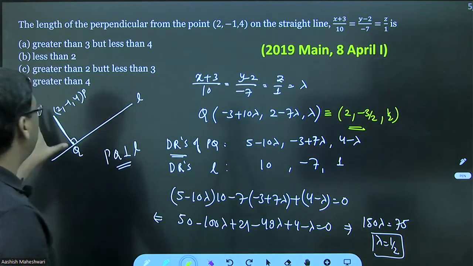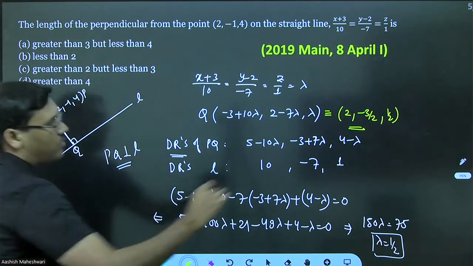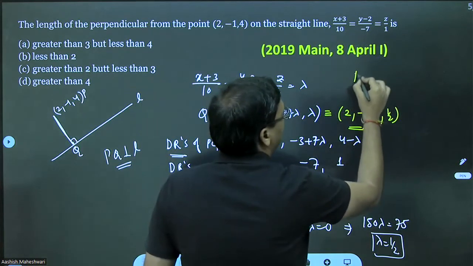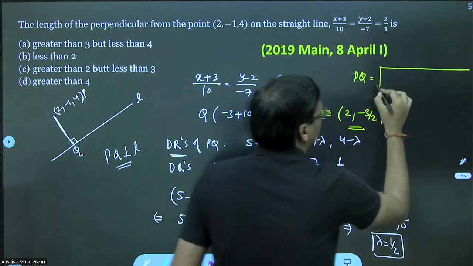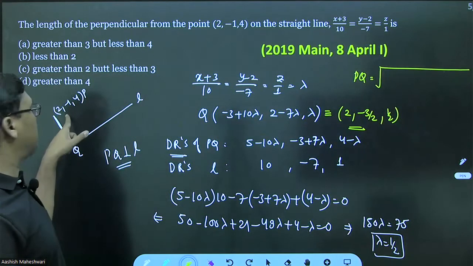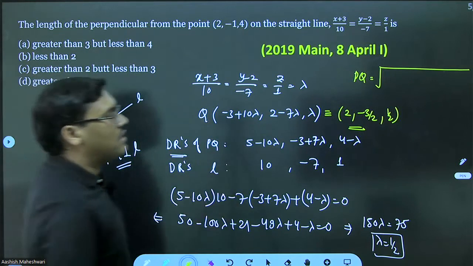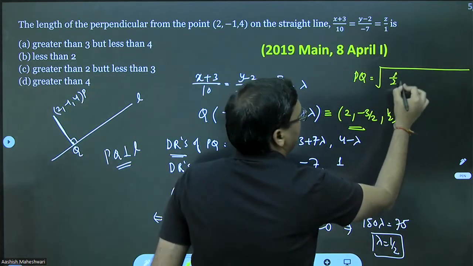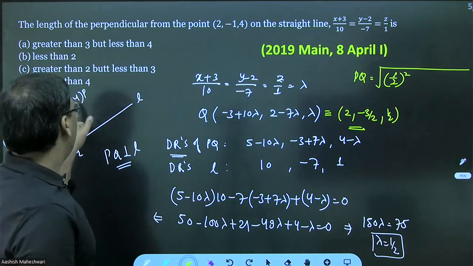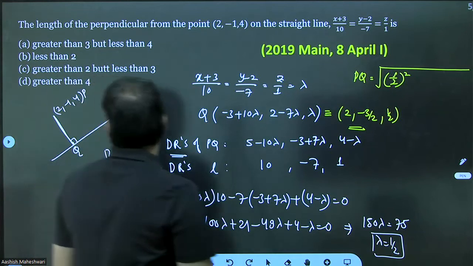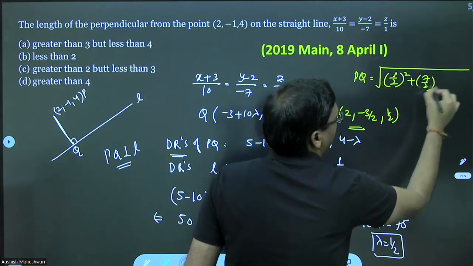Now, what is the distance PQ? Apply the distance formula. I'm writing distance PQ here. This is point Q, this is point P. So 2 minus 2, 0. Correct? Minus 1 minus 3 by 2, so you can say this is 1 by 2 whole square. Now you have to just apply the distance formula. 4 minus 1 by 2, which is 7 by 2, 7 by 2 whole square.